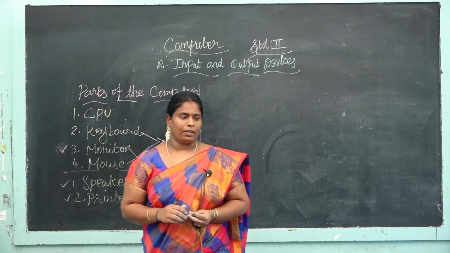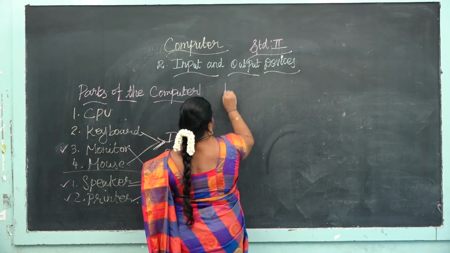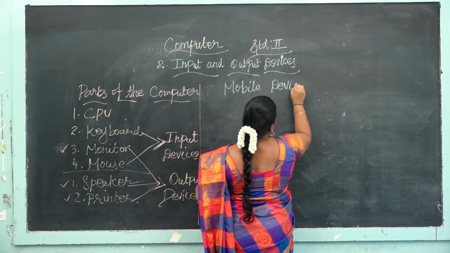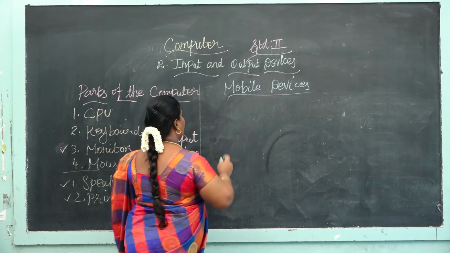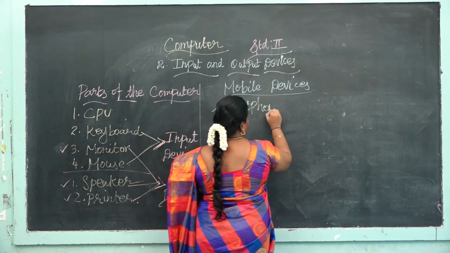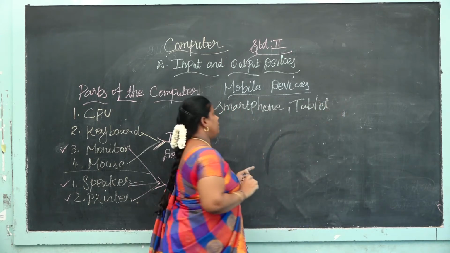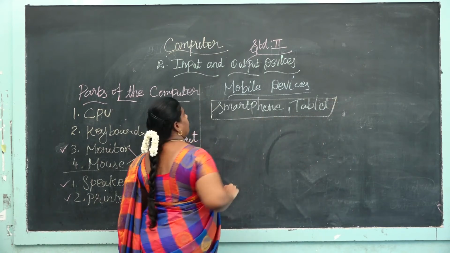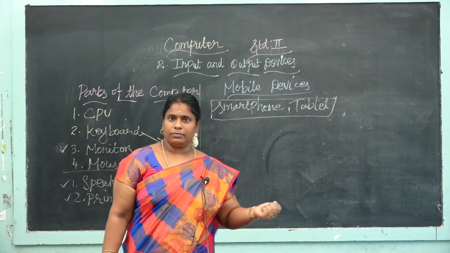Okay, next we are going to see mobile devices. What are the mobile devices? First one, smartphone, and tablet. These are the mobile devices. So you can carry them everywhere.